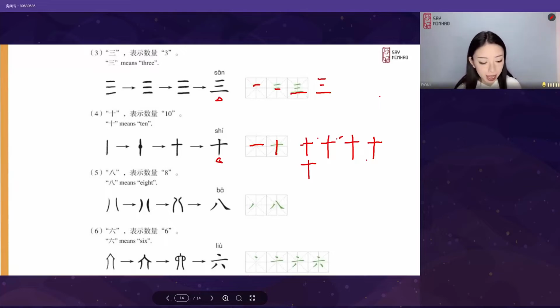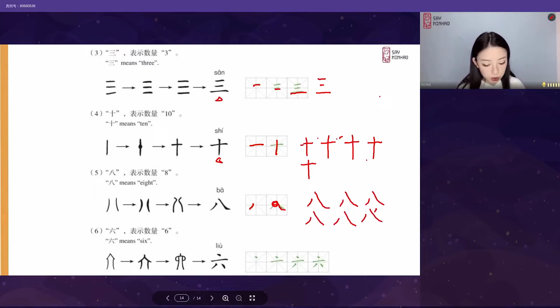Next one is 八. 八 means 8 in Chinese. Let's see how we write it. A left falling, and then a right falling. And there is a space between them. Don't forget the space, okay? Now let's try to write it by ourselves. First a short left falling, and then a longer right falling. This is 八, 撇捺. Left falling, right falling. Top to bottom, left to right.